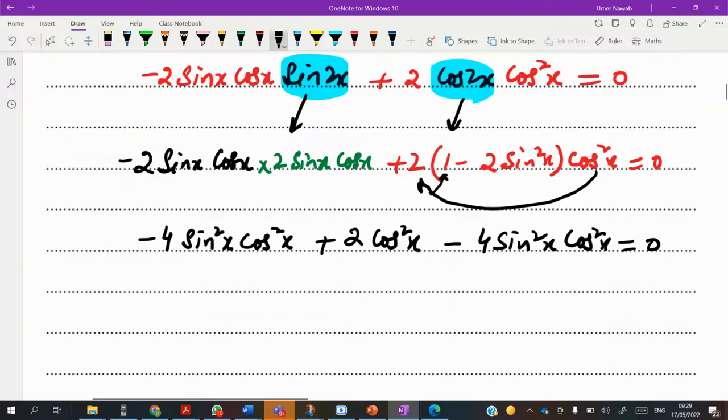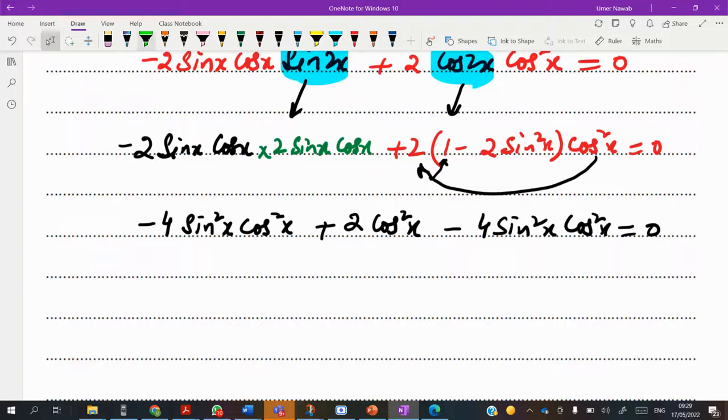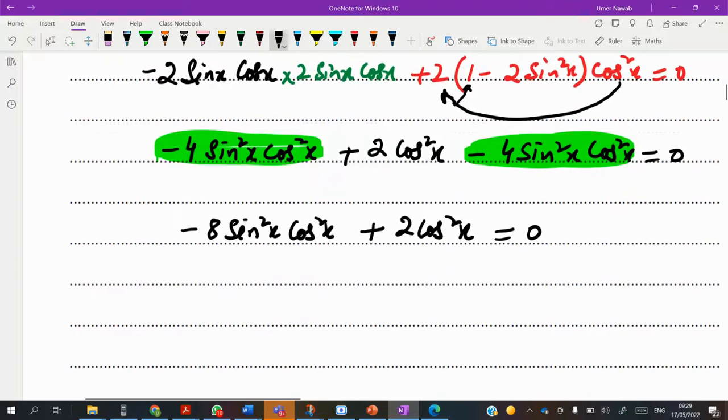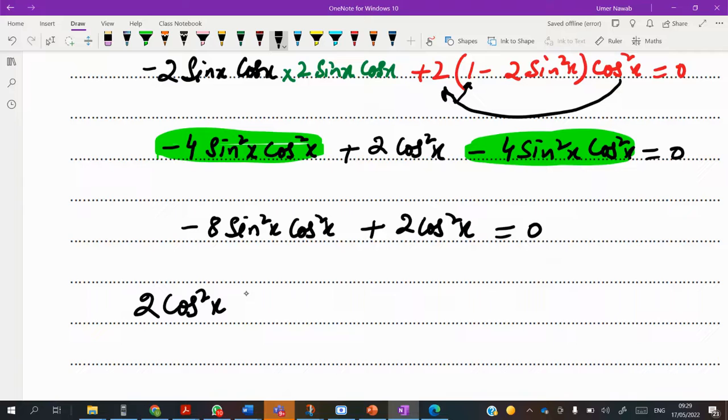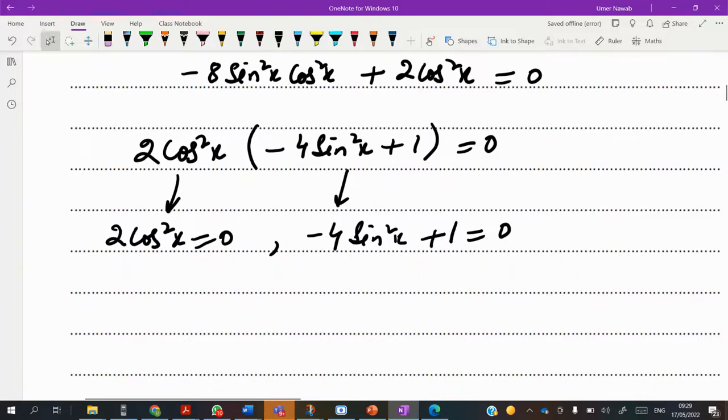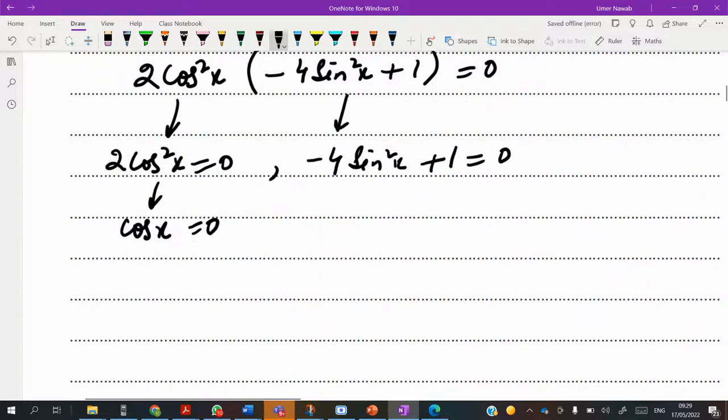Got it? We are ready now to simplify these two expressions. It will give us minus 8 sine square of x cosine square of x plus 2 cosine square of x is equal to 0. I take 2 cosine square of x common, so it leaves me minus 4 sine square of x plus 1 equals to 0. So either 2 cosine square of x is equal to 0, or minus 4 sine square of x plus 1 equal to 0. This gives me cosine of x is equal to 0, and where cosine of x is 0, x can be pi by 2 or 3 pi by 2.